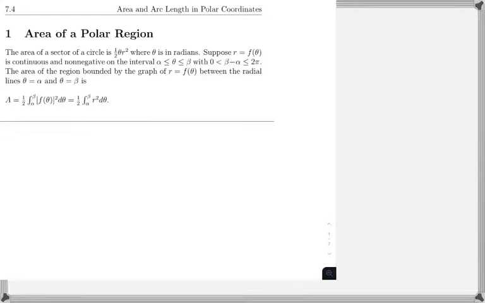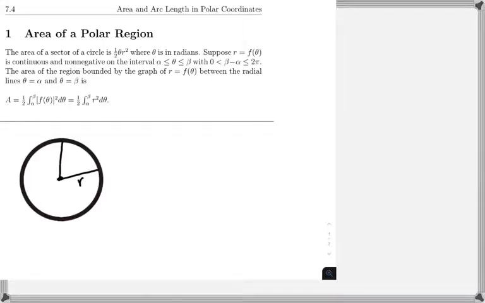Okay, this is the first video of 3 videos on section 7.4 looking at area and arc length in the polar coordinate system. So area of a polar region, the area of a sector of a circle. Let's go ahead and draw a circle and a sector, like a slice of the pizza, of radius r, and that's going to be a central angle, which means the angle is formed with the vertex as the center of the circle.